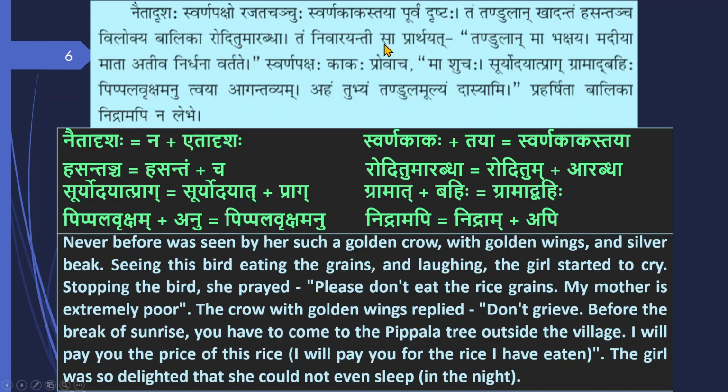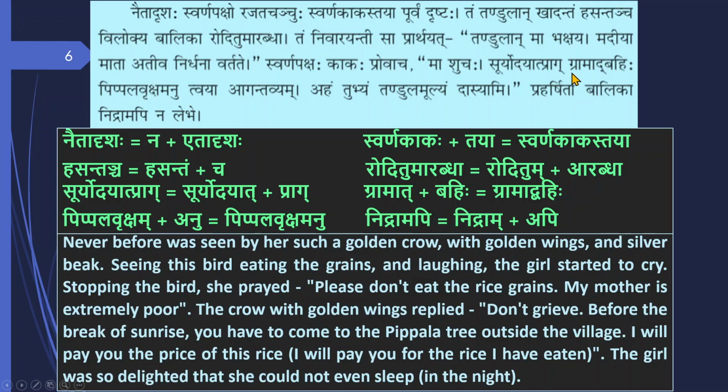Tam Nivarayanti Sa Prarthayat. Stopping the bird, she prayed. Prarthana is praying. She prayed to the bird. Tandulan Ma Bhakshaya. Please don't eat the rice grains. Madiya Mata, my mother, Ativa Nirdhana Vartate, is extremely poor. Swarna Paksha Kakah Provacha. The golden crow, the crow with golden wings, replied, Ma Shuchaha, don't grieve.